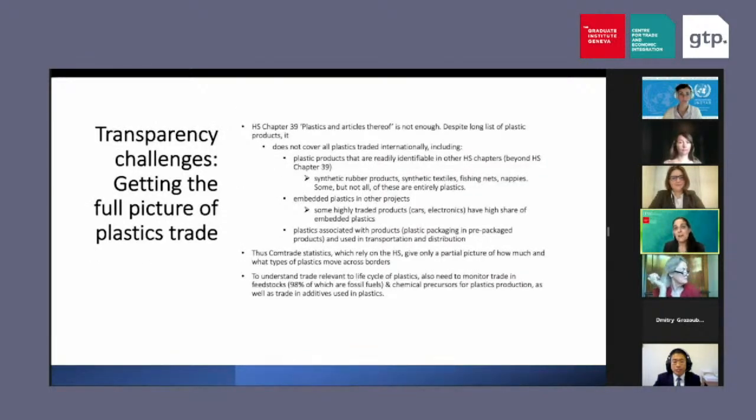So on this slide, we simply wanted to underline this idea that the Chapter 39 categories are not enough if we want to track plastic trade. And so we need to look into these other chapters and at this plastic that's embedded or associated with products. And there's still a long way for us to go, and we've been working with a number of researchers around the world and encourage others to join us in this effort to work out how we can better track all of that hidden trade in plastic, because it's surely very relevant to the challenge of tackling plastic pollution.